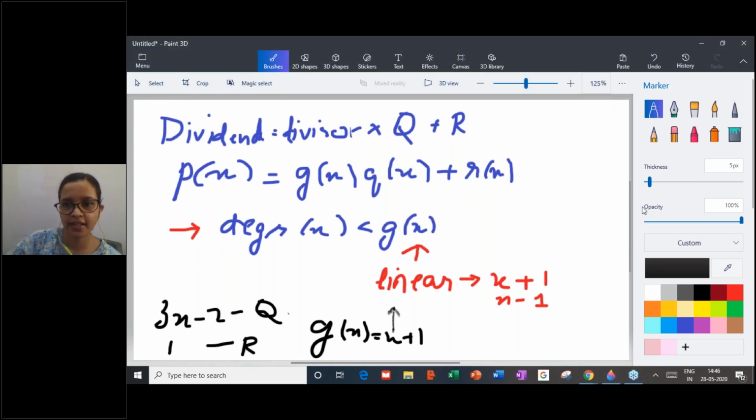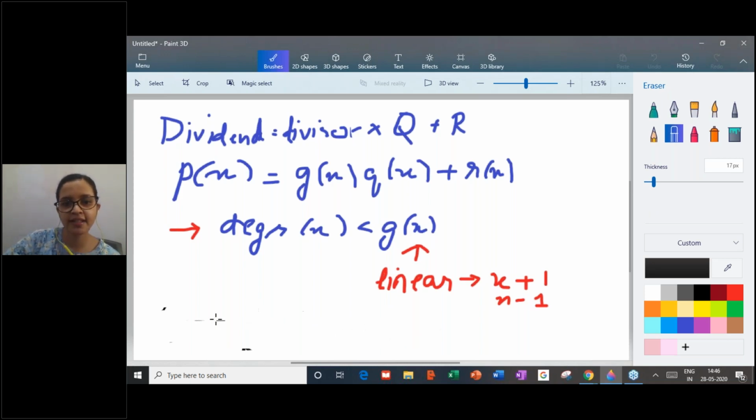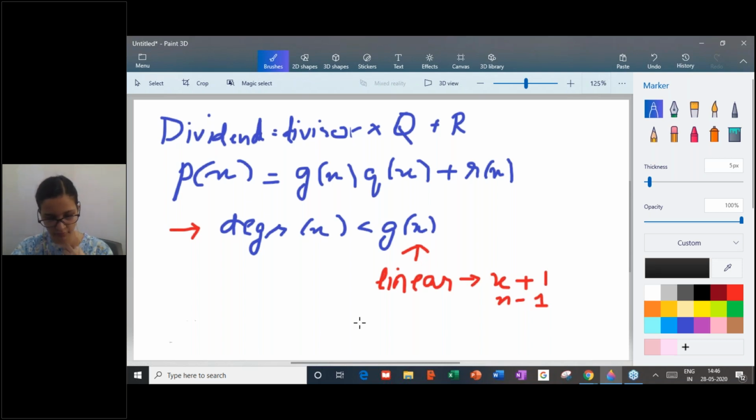Okay, I think you will understand now better, right? So just keep this fact in mind that the degree of the remainder is always less than that of the divisor. In case it is equal to or greater than, which means further division is possible. You should not stop at that step. Further division is possible.